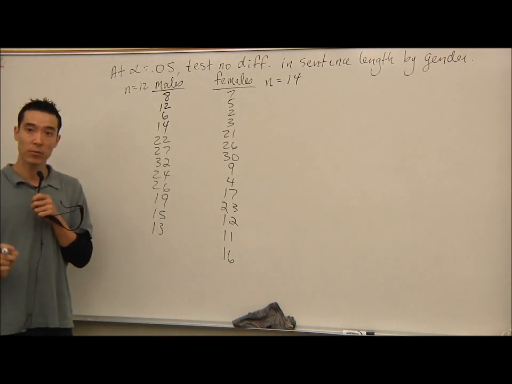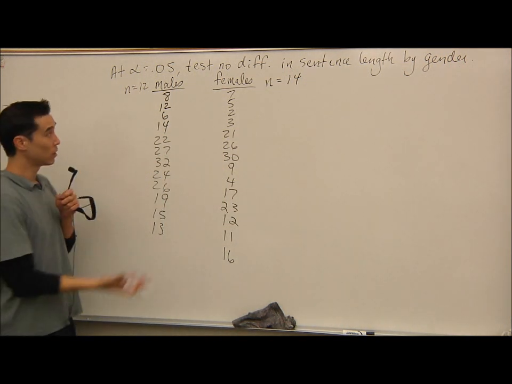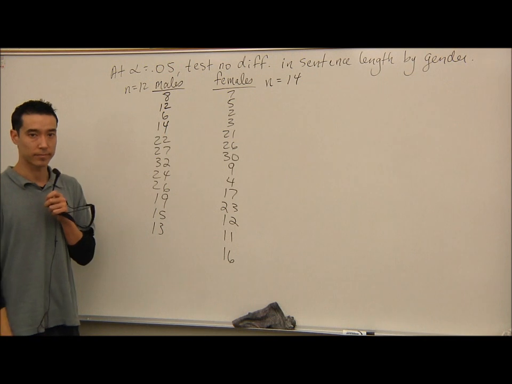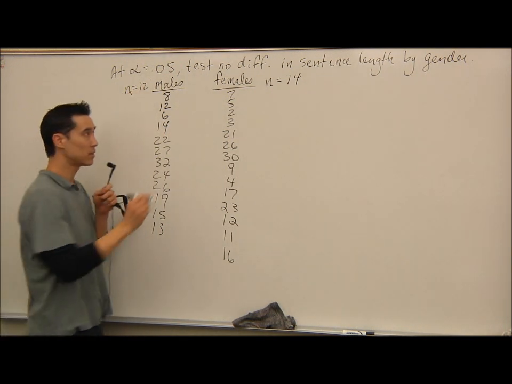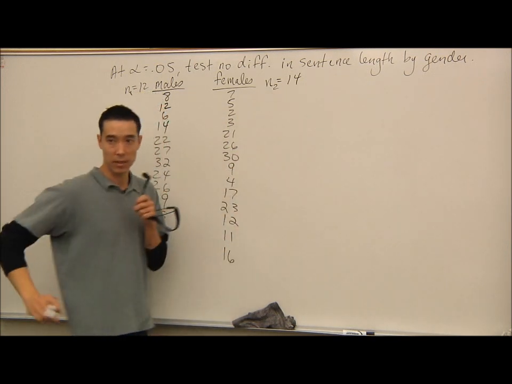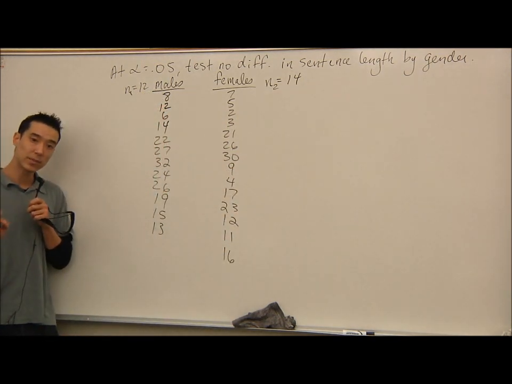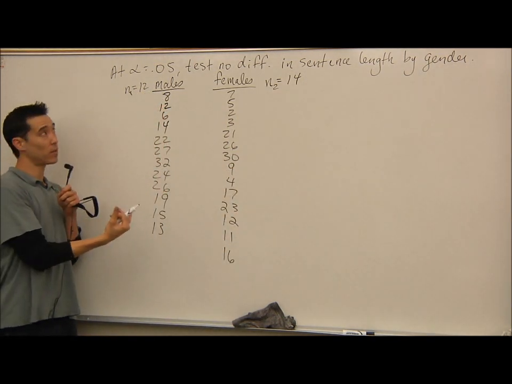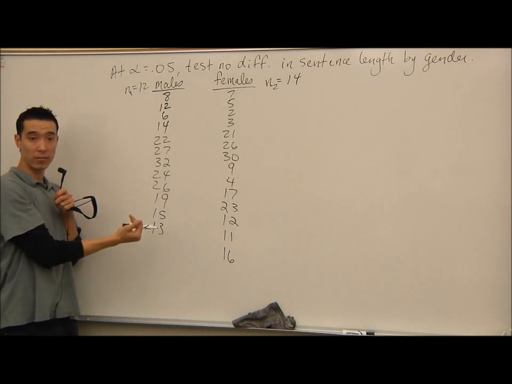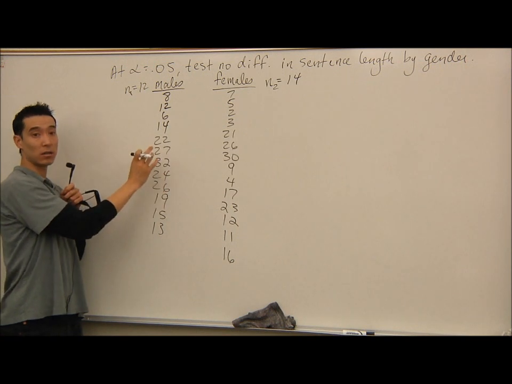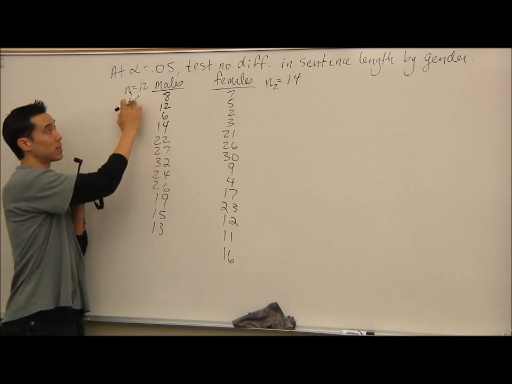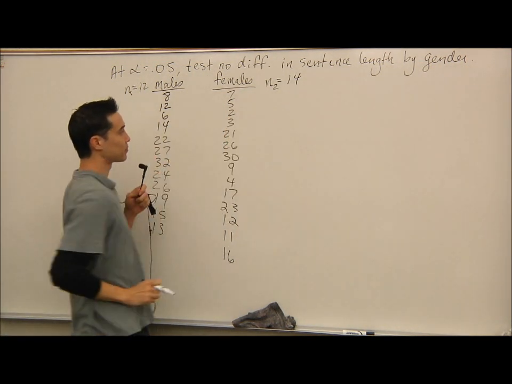So now I can label which one is N1 and which one is N2. Which one is N1 in this problem? Males, right? Because it's smaller. So N1 is the smaller sample size, and N2 is the bigger sample size. Okay? So please be clear on that. Usually in all the stuff we've done before, we just take the first sample and we call that L1. Okay? But now you want to be really clear. Whichever sample size is smaller, that's N1. And this one's N2.